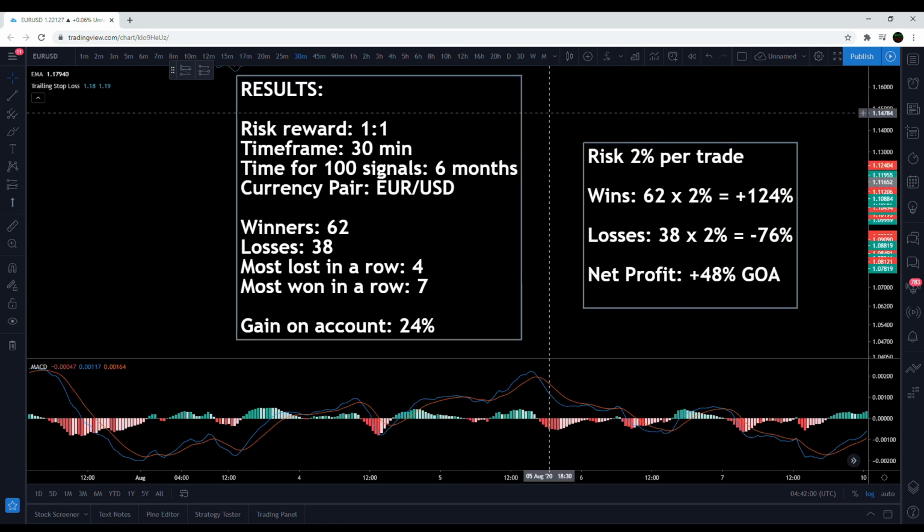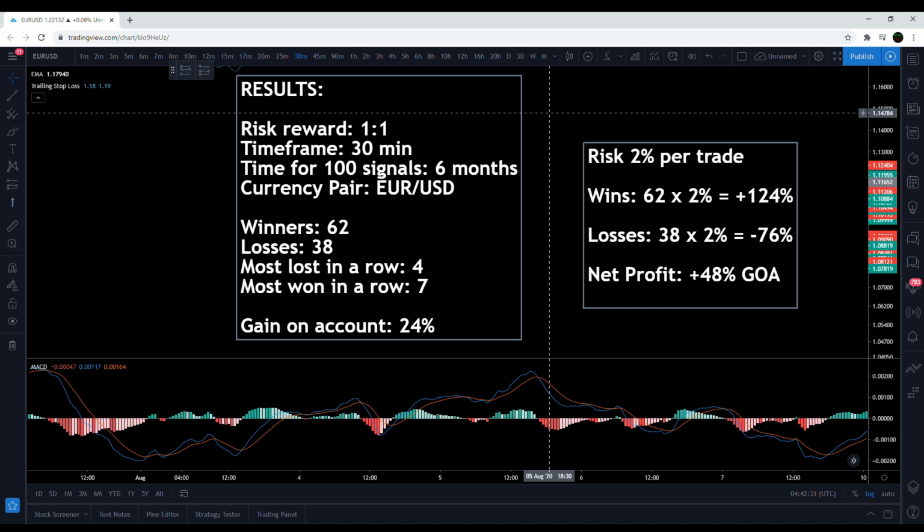All right, the results are in after the 100 backtest using a 1-to-1 risk reward ratio on the classic MACD trading strategy. It was on the 30-minute time frame. I took 6 months of price data on EUR/USD to find the 100 signals, and there were 62 winners and 38 losses, giving it a 62% win rate. The most losses in a row was 4, and the most won in a row was 7. Gain on the account was 24% if you're risking 1% per trade.